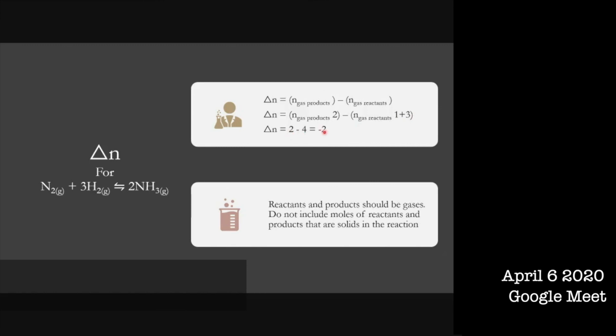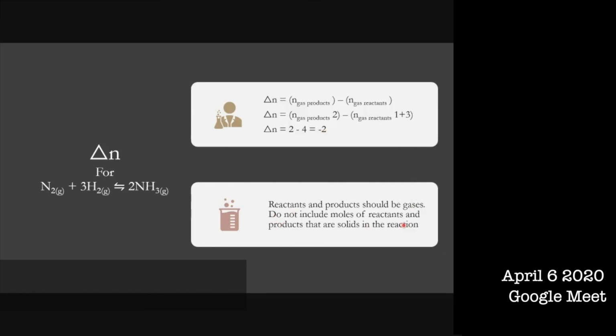So for any given reaction, if you are trying to convert Kc to Kp, and you have to calculate delta n, you will only look at the gas reactants and products. If there is a solid, that's not included in it. Okay, so that's an important condition. Reactants and products should be gases.